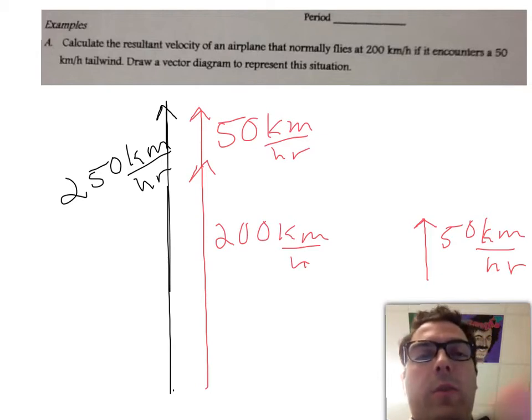So a couple of things. Number one, make sure that they are drawn to scale. So you need to make sure that they're in scale. Do the tip-to-tail method and then draw on your resultant over here on the side. Continuing on.